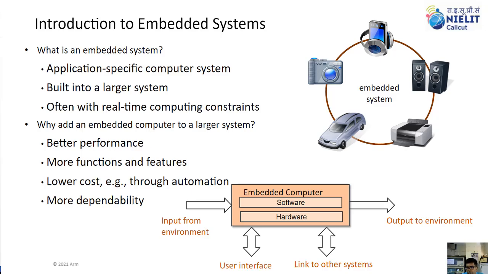And there will be provision to link other systems. It may be a combination of different systems, so there are interfacing options to link to other systems. Finally, after doing the operations, we will be getting output to the environment. In different cases, the output will be different. For example, an audio system produces songs or some kind of audio information, and a printer will give you the printed information, etc.